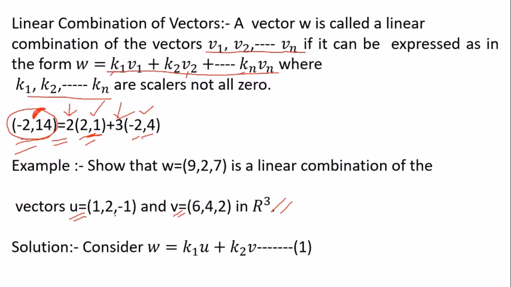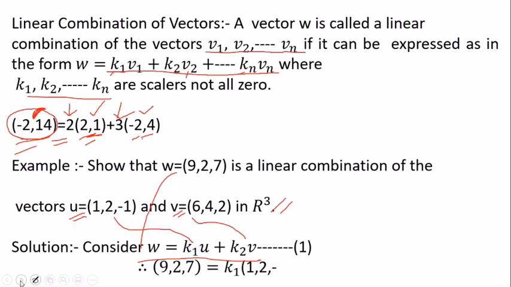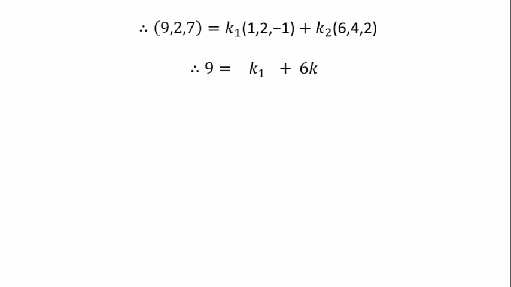Now we'll put the values of u, v and W here, so that we get equations. What is that equation? 9, 2, 7 is equal to k1 into 1, 2, minus 1 plus k2 into 6, 4, 2. And now from this last equation we'll form some equations. The first element gives 9 is equal to k1 plus 6k2. We are writing first element multiplied by first; here also first element multiplied by first. So 9 is equal to k1 plus 6k2.